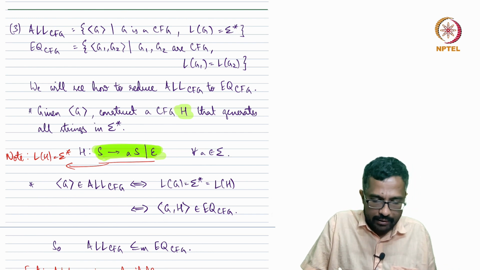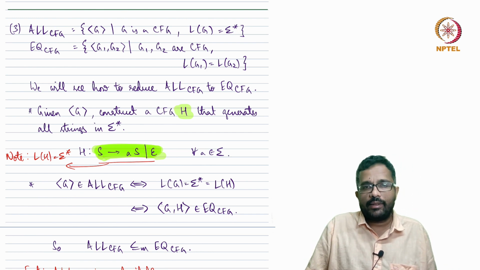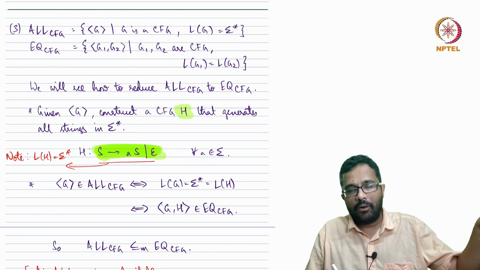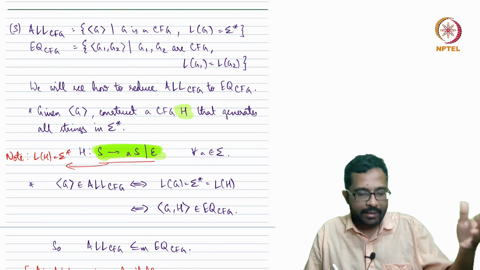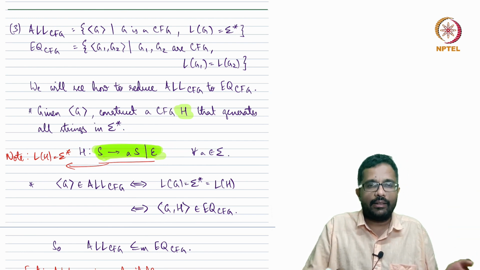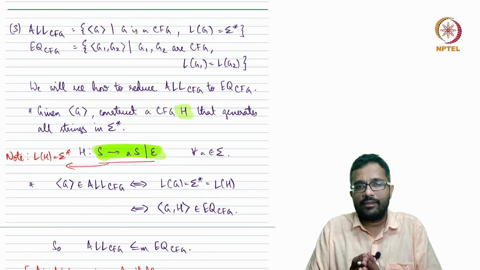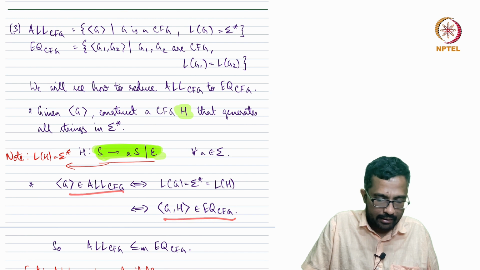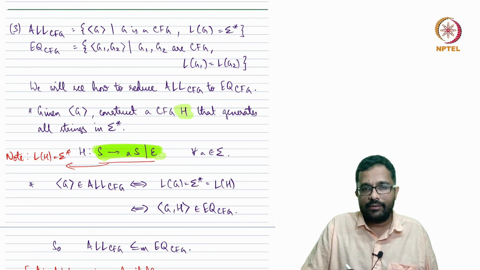And the construction of this EQ-CFG instance is also easy, right? You are given some grammar G, and all we need to do is construct H, and H is this. We just write down this grammar and then give it to the next machine, that's it. So constructing the pair G, H is easy, and this if and only if condition is also satisfied.